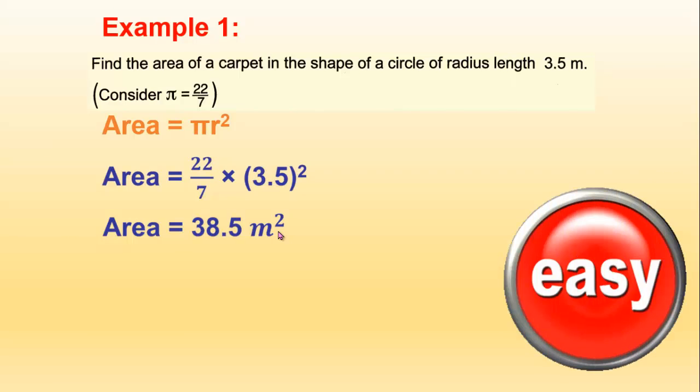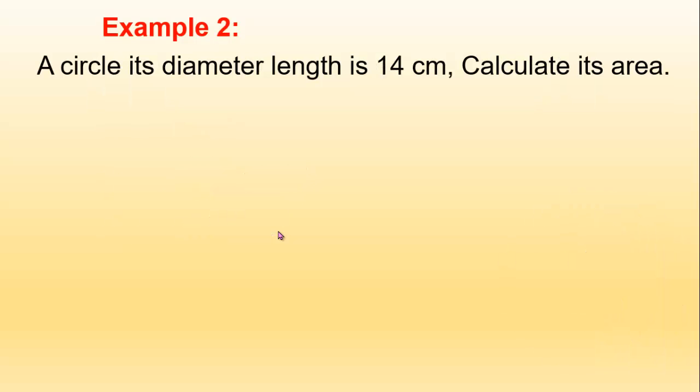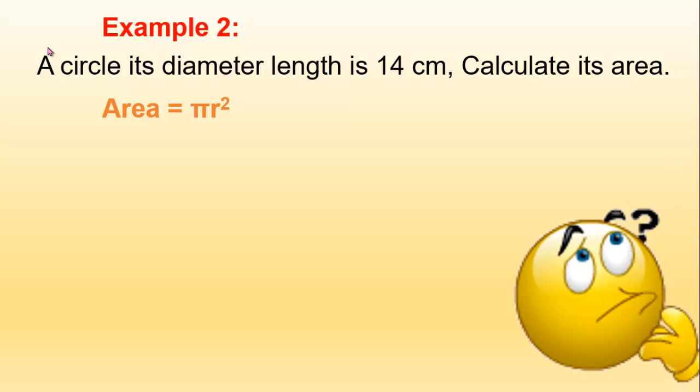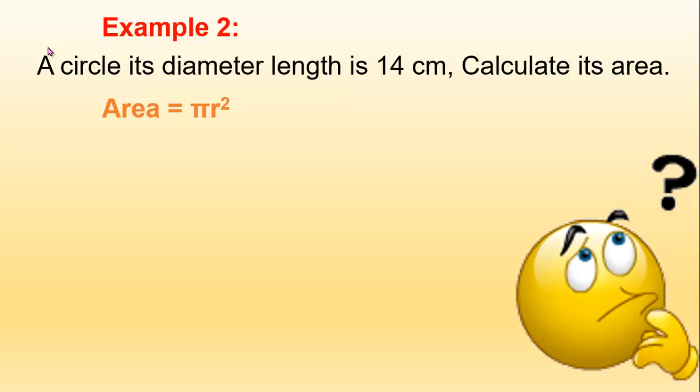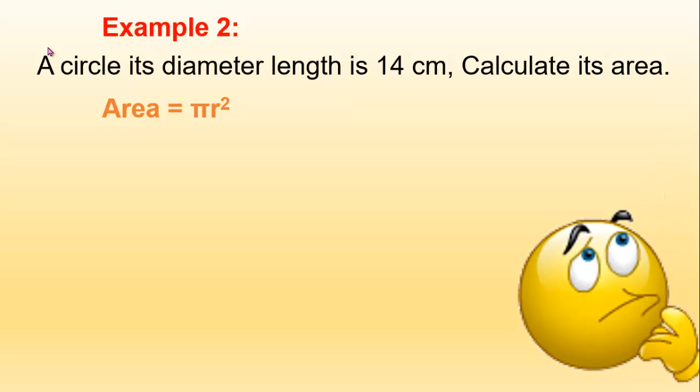Yes, I'm sure. Just by knowing the rule and studying it by heart, you will be able to answer any question for the area. Let's go now for example number 2. A circle, its diameter length is 14 centimeters. Calculate its area. I know that area is equal to pi times r squared. Am I given the radius or the diameter? I am given the diameter.